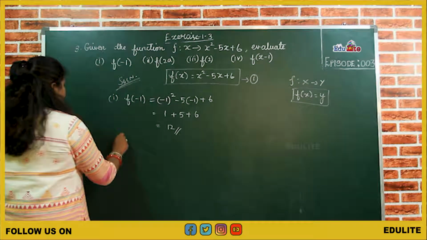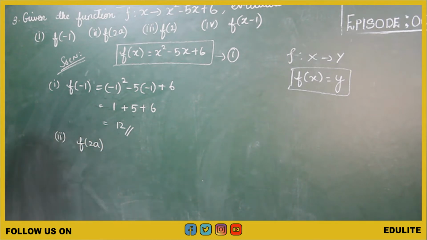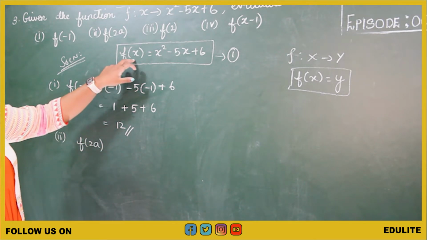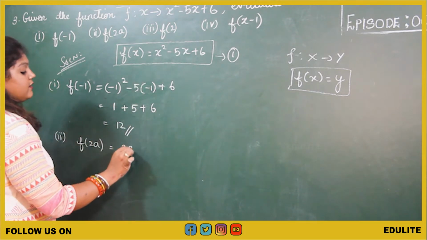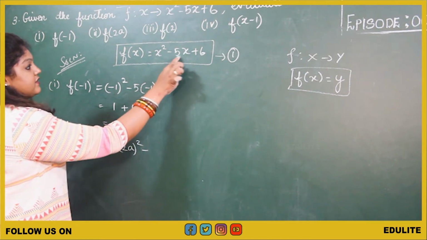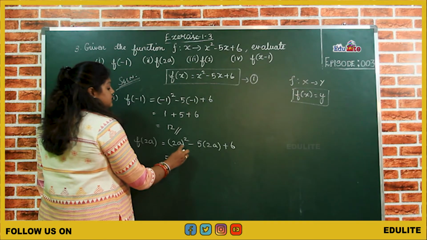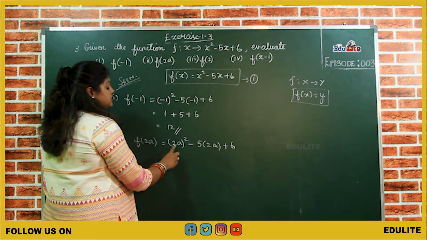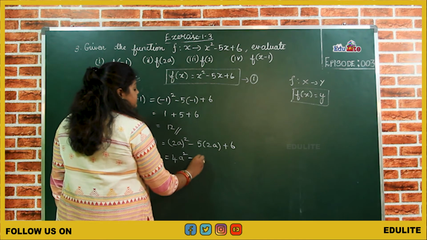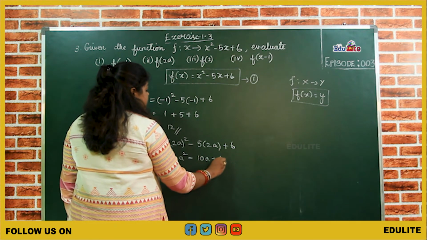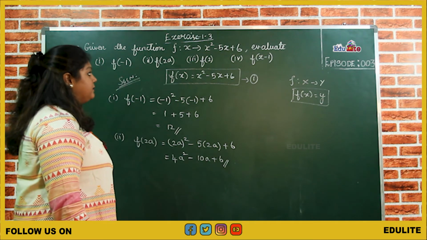Second subdivision, f of 2a. f of 2a means we have to substitute x value as 2a in the same relation. Doing so, we will get 2a whole square minus 5 into 2a plus 6. The square is common to both the terms. So, 2 square is 4, a square is a square, minus 5 2s are 10 into a, plus 6. So, f of 2a equals 4a square minus 10a plus 6.